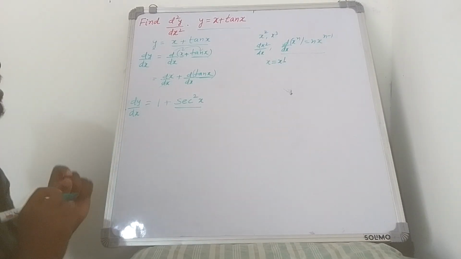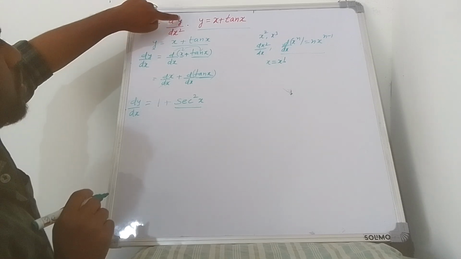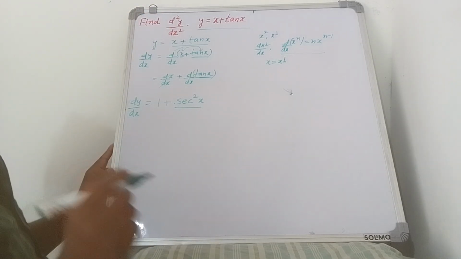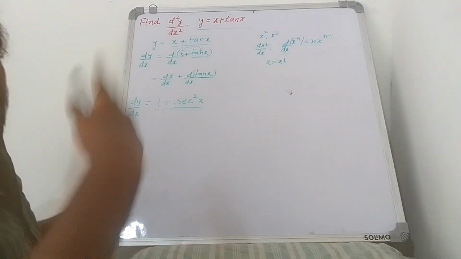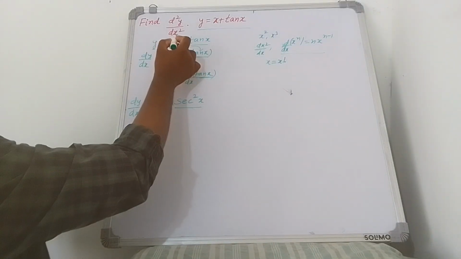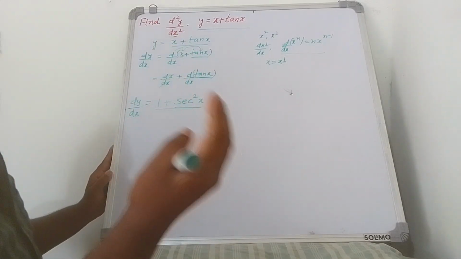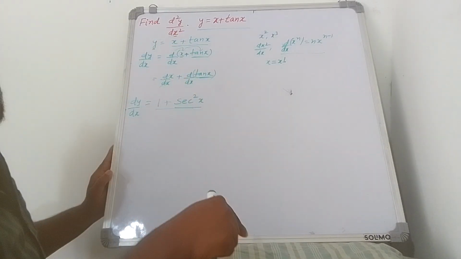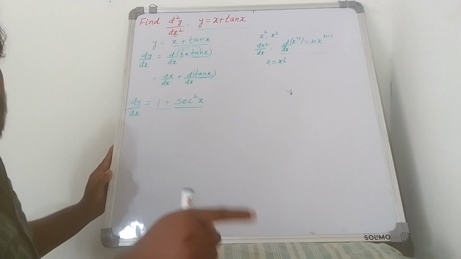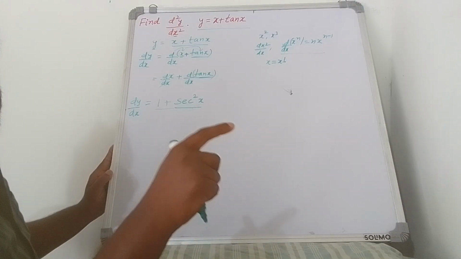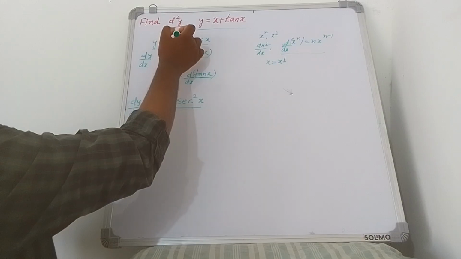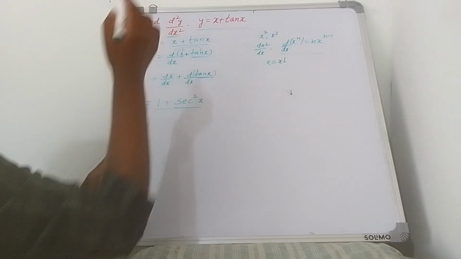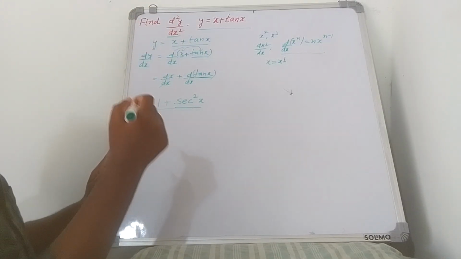But we want d square y by dx square. That means we have to differentiate this once again. See, here in the denominator dx is there. That means we are differentiating with respect to x. With respect to x means x is the independent variable, y is the dependent variable. That is the meaning. We want d square y by dx square. We will get this when we differentiate this once again.